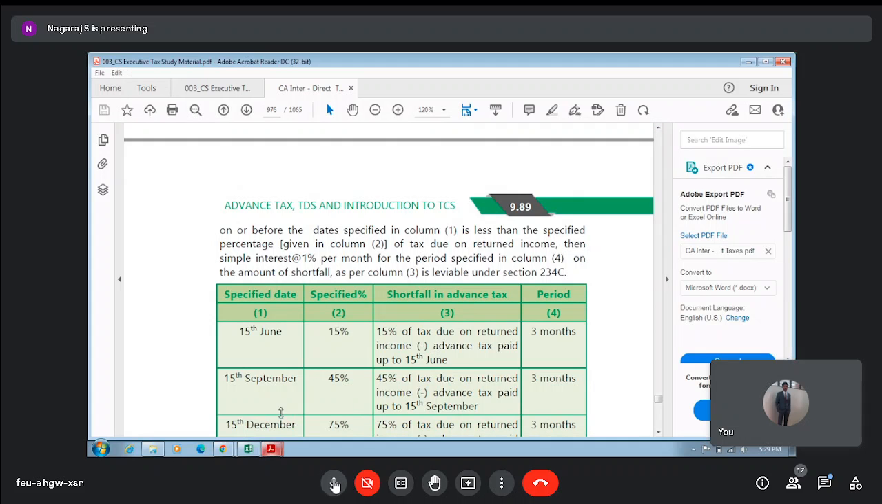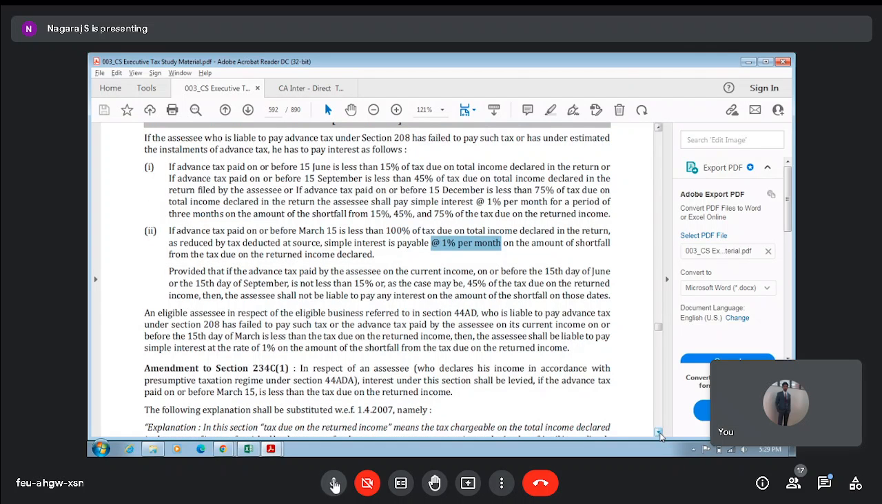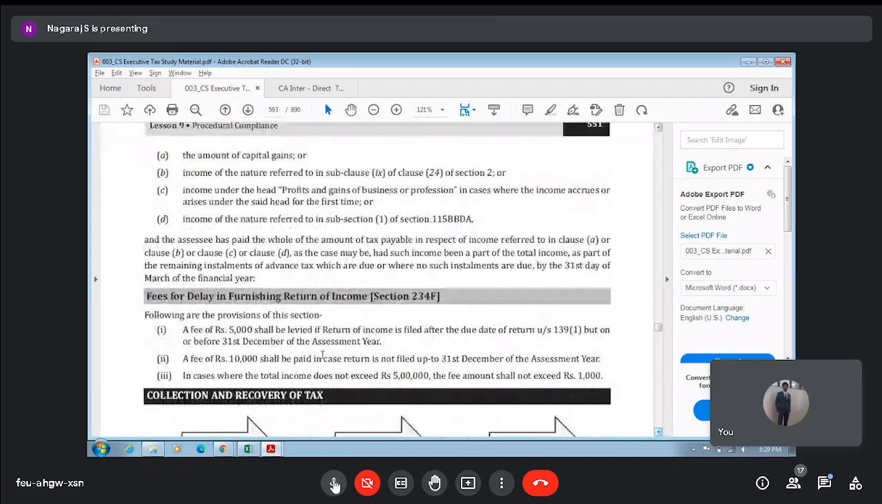This is all about 234ABC. Next, the last section comes, 234F. That is fees. What it says, fees for delay in furnishing return of income. That means if you do not file the return of income within the due date, which are the due dates 31st July, 31st October, 30th November, three due dates are there.